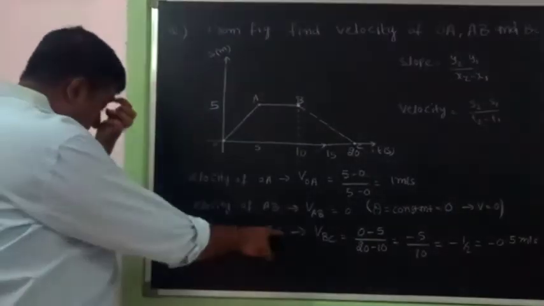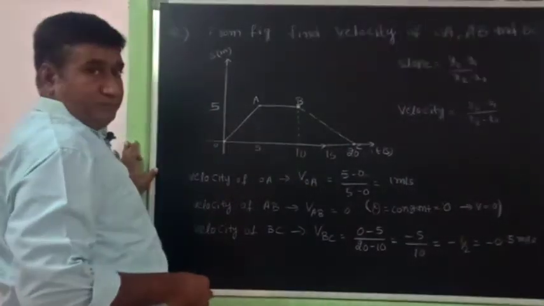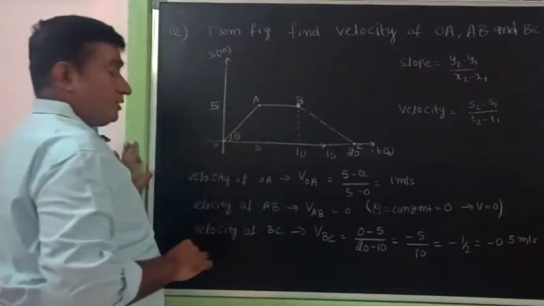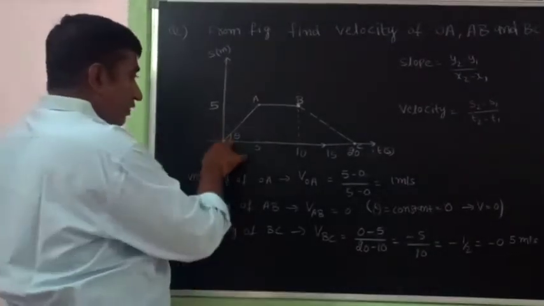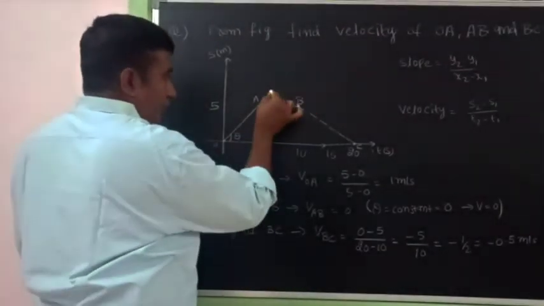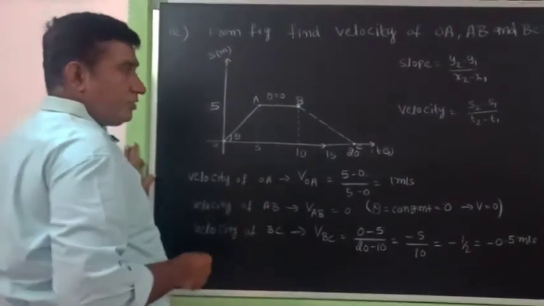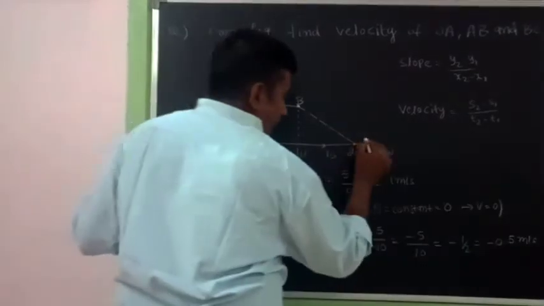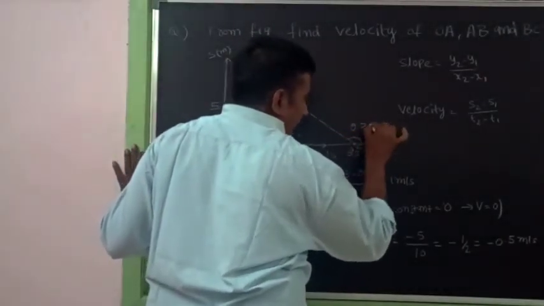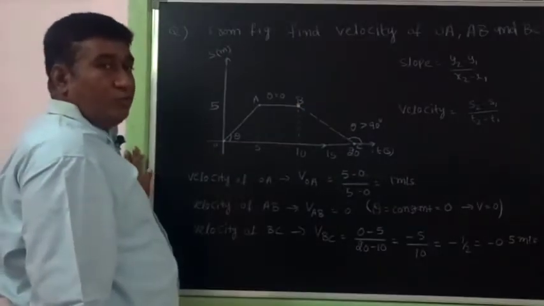So in this case, from B to C you have observed that the velocity is decreasing. Here you can take theta as less than 90 for O to A, which is positive, and for A to B, theta is equal to 0, so automatically velocity is equal to 0. But for B to C, theta is greater than 90 degrees. Whenever it is greater than 90 degrees, the slope will be negative.